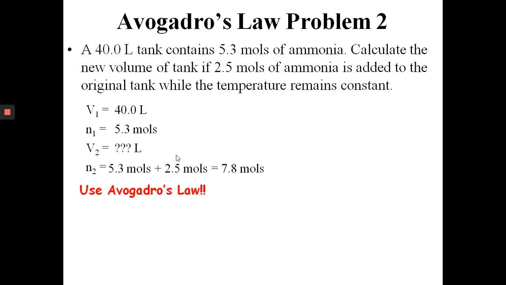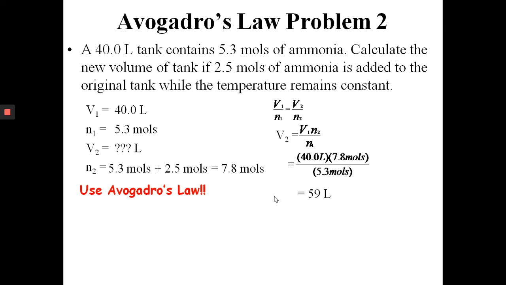Okay, we're going to be using Avogadro's law again, V1 over N1 is equal to V2 over N2. We are solving for the new volume this time, so that's V2. That's equivalent to V1 times N2 divided by N1. Plug in your numbers, reporting to two significant figures, and that's equivalent to 59 liters.